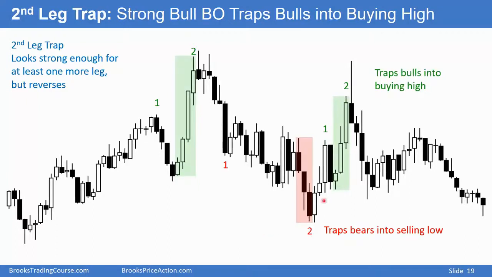Again, another second leg trap, two legs up, the second leg stronger than the first. Beginners buy, they only see this, and they ignore this. They ignore that we're still within the trading range.